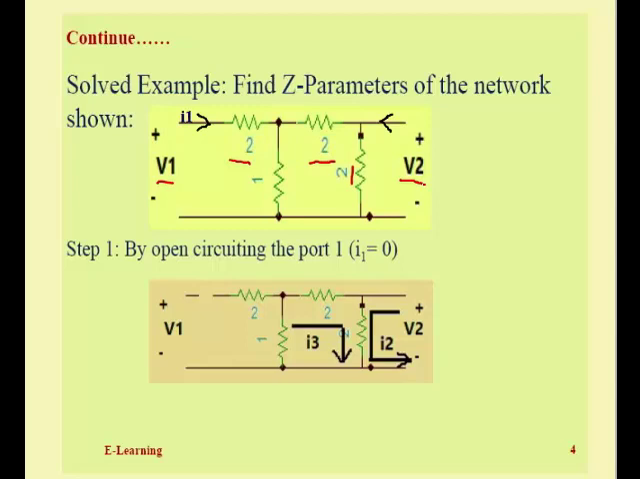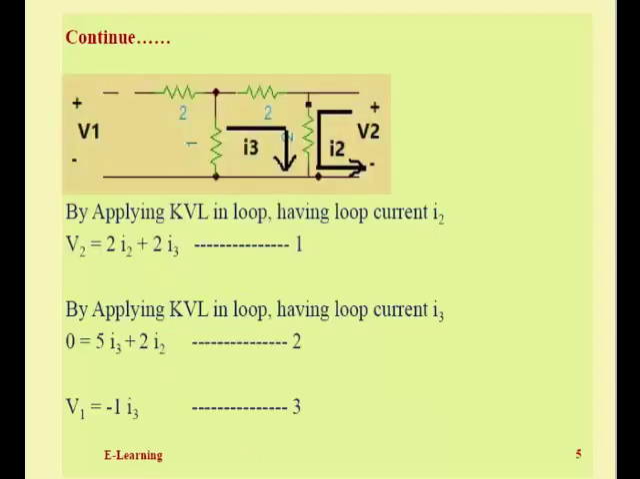So step 1, we open port 1. Due to this, current I1 is now 0. In this loop I have taken I2, and in this loop I3. By applying KVL in this loop, we get V2 is equal to 2I2 plus 2I3.